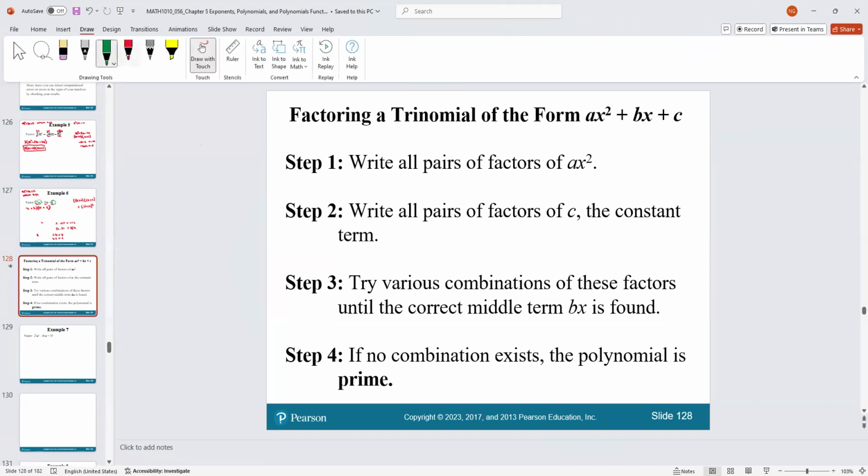We're just going to continue with the properties, the different steps to follow to factor trinomials in the form ax squared plus bx plus c, where a is not equal to 0 or a is not equal to 1. First of all, write all pairs of factors of ax squared, and all pairs of factors of c, the constant term. Try various combinations of these factors until the correct middle term bx is found. If no combination exists, then you know the polynomial is prime.